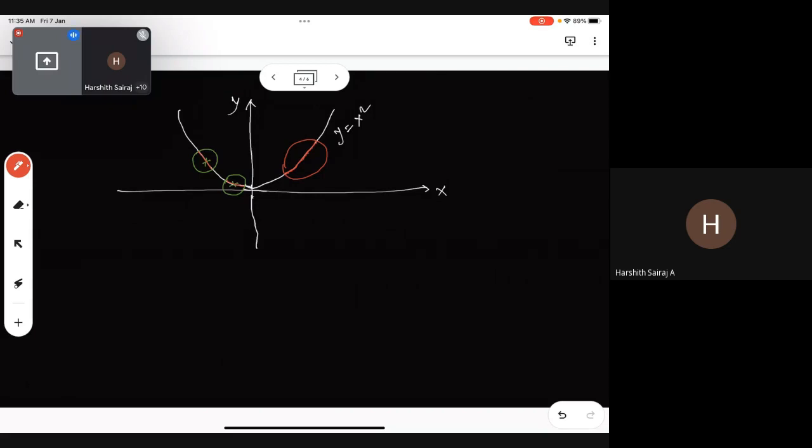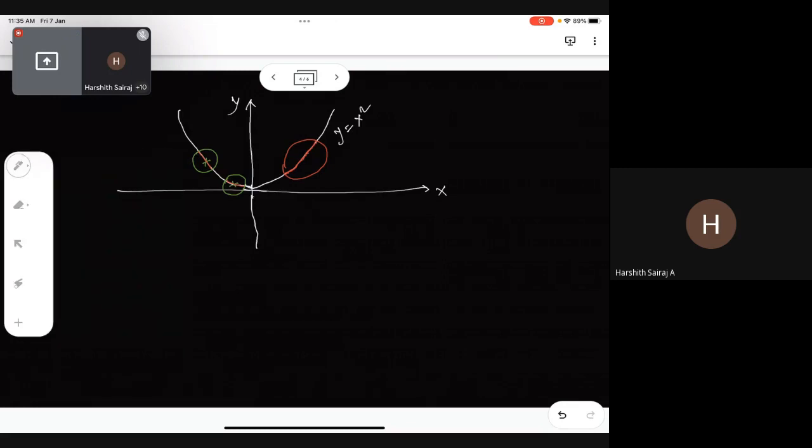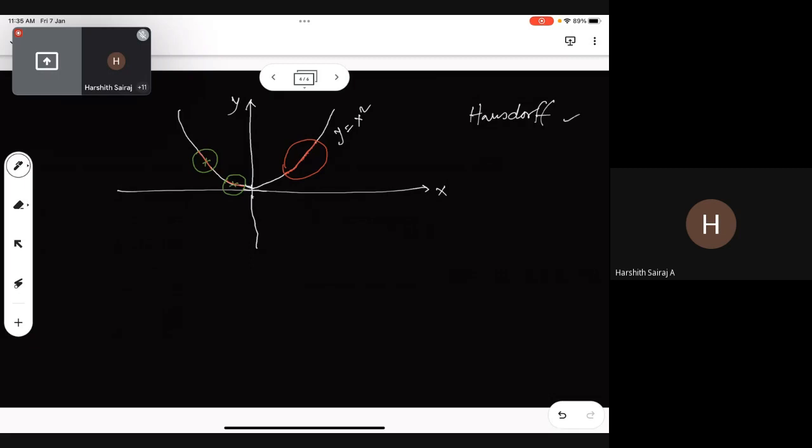All right. Now, the next thing is local Euclidean. Hausdorff is okay. Second countable is also okay. And what about local Euclidean?